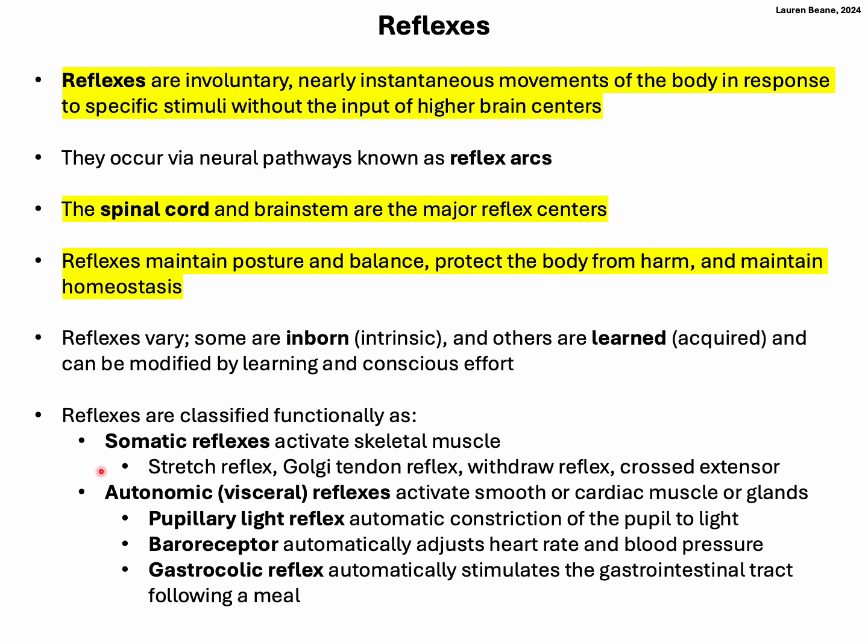So we can classify the reflexes as either somatic or autonomic. With the somatic, it has to do with control of our skeletal muscles, versus autonomic, it would be things like the pupillary light reflex we talked about, baroreceptors adjusting blood pressure, gastrocolic reflex, just that automatic activity of the gastrointestinal tract after we eat. So there's a lot of autonomic reflexes, which are controlling general body homeostasis, where the somatic becomes more important for posture, balance, protection from harm, and things of that nature.